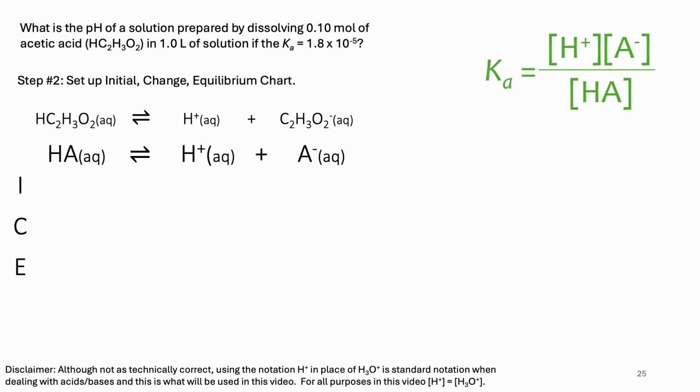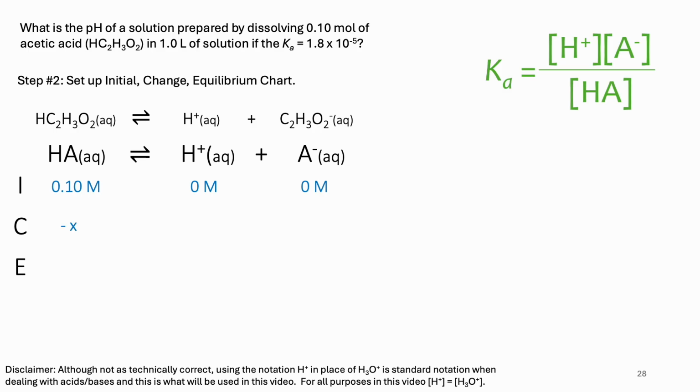And we'll start filling in the information that we have. So we know that our initial concentration of our weak acid is 0.1 molar. In this scenario, we have 0.1 moles of acetic acid in 1 liter of our solution. So we get a concentration of 0.1 moles per liter, or 0.1 molar. Again, we're going to assume that our initial concentration of H plus is 0. And we know that the initial concentration of our conjugate base, represented here as A minus, is also 0.